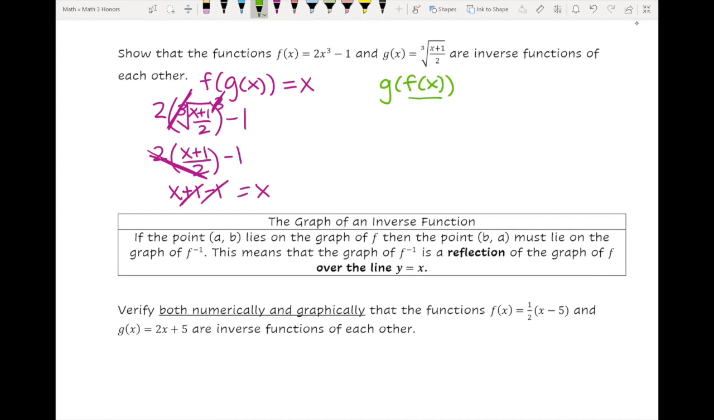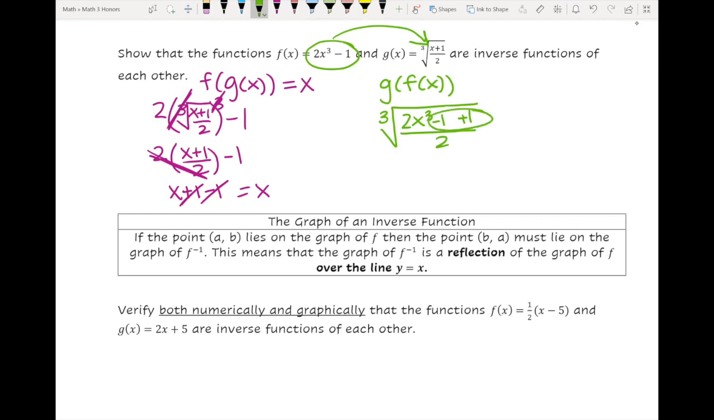This is where I take the entire f of x function and I sub it into the g of x function. So that means the entire 2x cubed minus 1 goes in for the x in the g of x function. So this gives me a whole big cube root of, instead of x plus 1, I've got the 2x cubed minus 1 plus 1, all over 2. As far as parentheses go in this one, there's nothing multiplied in front of the parentheses, so I will get rid of the parentheses. And then let's see if I can break this down.